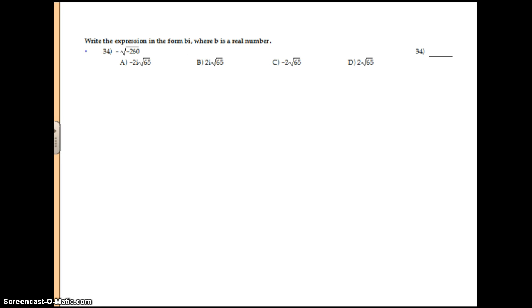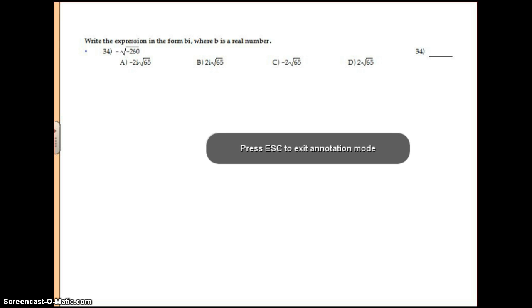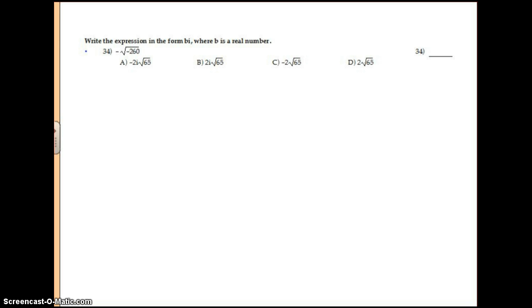Number 34, we want to write the expression in the form bi, where b is a real number. So we're going to write it as an imaginary number. That's because we got the square root of -260. So I'm going to simplify that radical a little bit first. So far I've got negative i square root of 260.